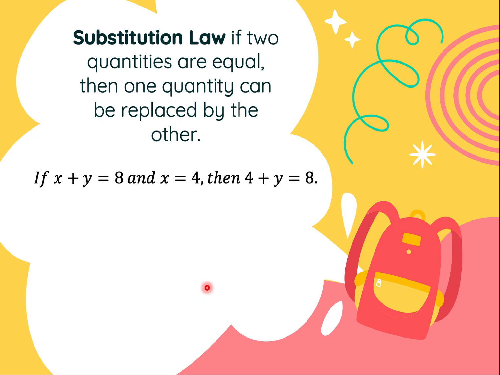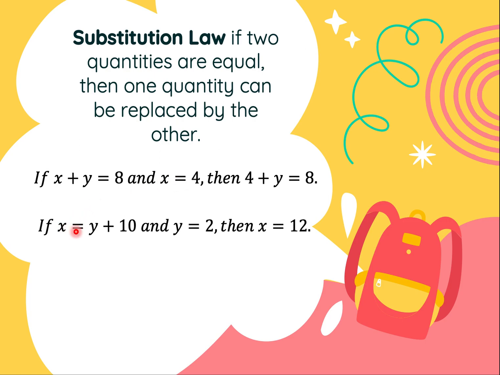Example: if x plus y is equal to 8 and x is equal to 4. As you can see, given this original equation, it says here that the value of x is equal to 4. So I can change x and make it 4. I replace x with 4 and then just copy y equals 8. The property that I used there is the substitution law, because I replaced x and made it 4.